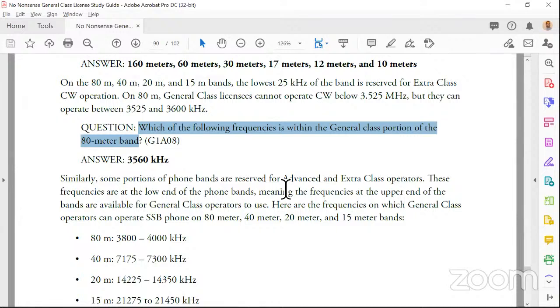So this is where becoming familiar, and we have shown charts, and during today's theory session as well, we will show a chart that will help us compare and contrast and remind ourselves as hams when we obtain a license, what frequency ranges we are allowed to use. So this next question is a frequency question. Okay, let's go. Which of the following frequencies is within the general class portion of the 80 meter band?